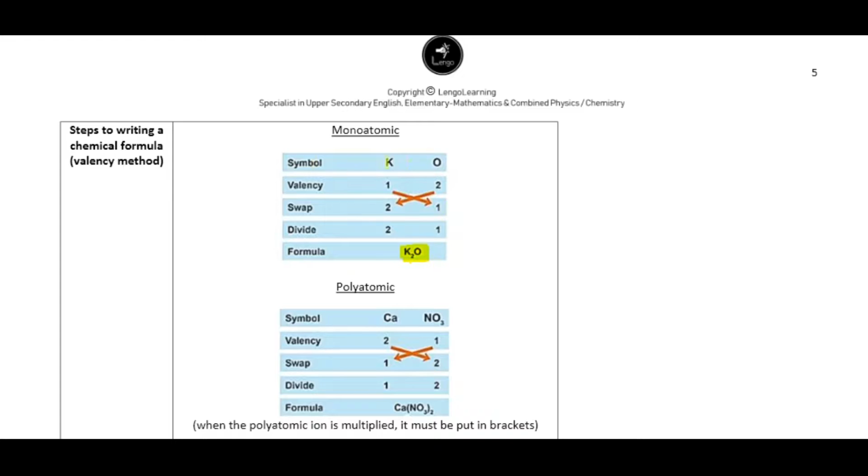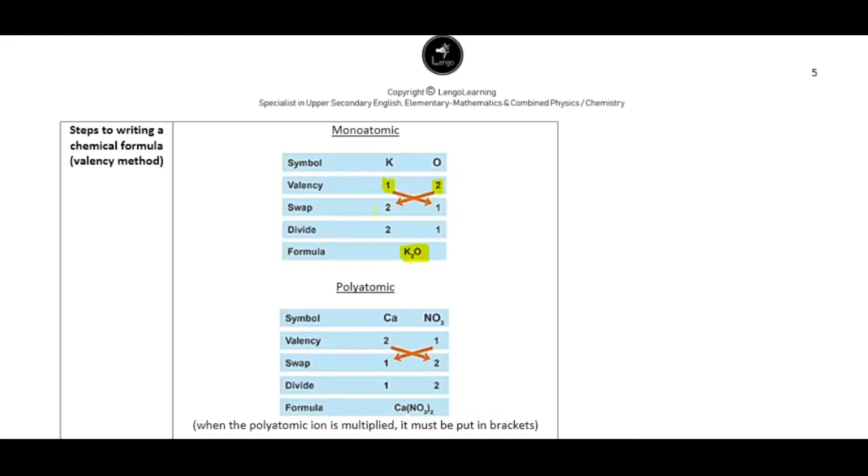Potassium, for example, is in group 1, so we know that it has a valency of 1. Oxygen is in group 2, so it has a valency of 2. We can deduce this from their group numbers. Recall that above we have learned how to deduce valency based on the group numbers of the elements. So what you do is a cross method or swap method whereby you swap the valencies. Potassium has a valency of 1, you swap it with oxygen. Oxygen has a valency of 2, you swap it with potassium.